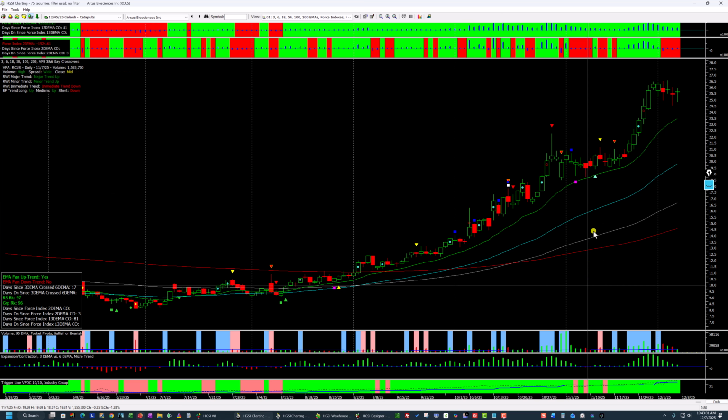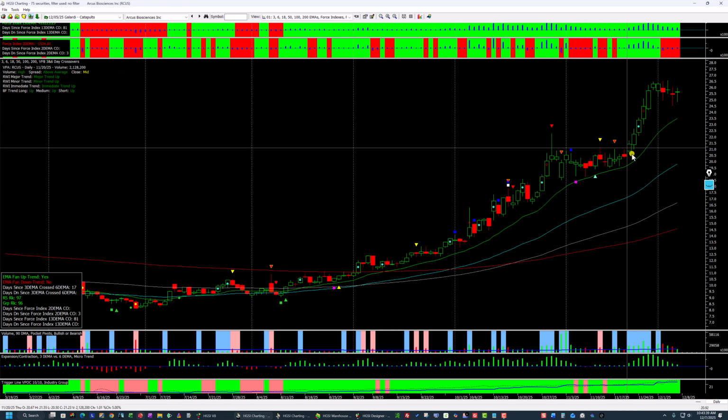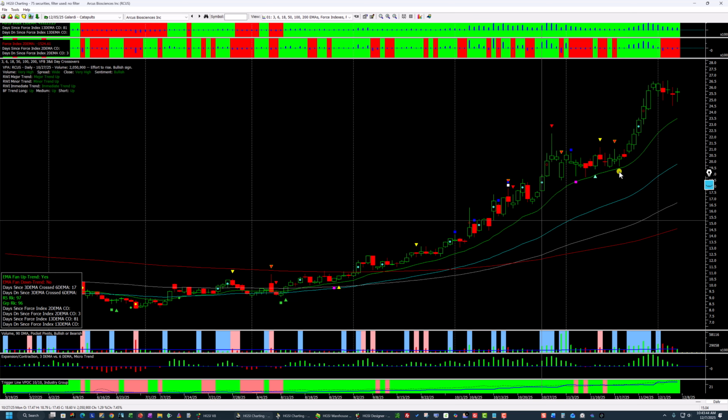Now look at the relationship here with the moving averages. Here's the 200, here's the 100, here's the 50, and here's the 18. And that is a nice, strong fan with these moving averages separating further and further as the stock moves up. Now I just grabbed this stock arbitrarily.